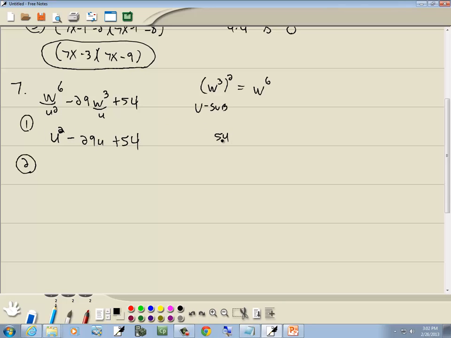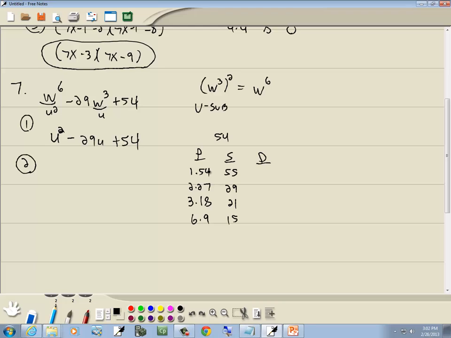So we'll take our number at the end, 54, and we'll come up with our 3 columns for the PSD method. Write down all products that give you 54: 1 times 54, 2 times 27, 3 times 18, 6 times 9. Add them. 1 plus 54 is 55. 2 plus 27 is 29. 3 plus 18 is 21. 6 plus 9 is 15.